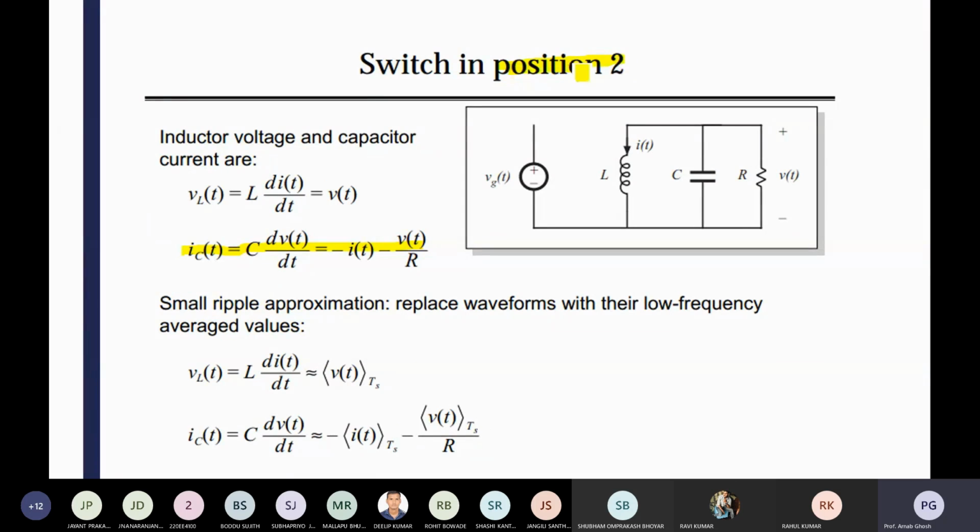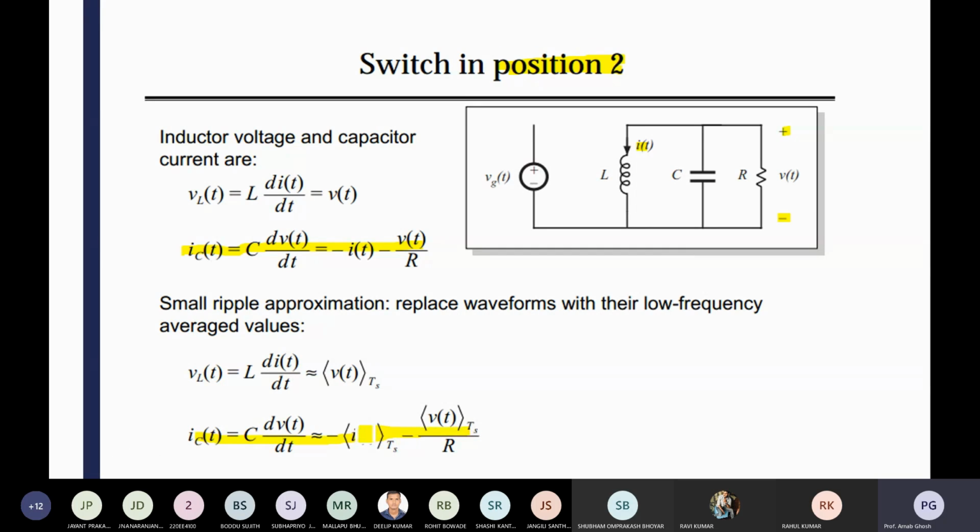When the switch is in position 2, that is the circuit diagram. So i(t) is the input, and I am telling you about the sign convention, that's why the negative is there. Using the KVL expression, finally we get the IC current, meaning the capacitor current, averaged throughout the path.